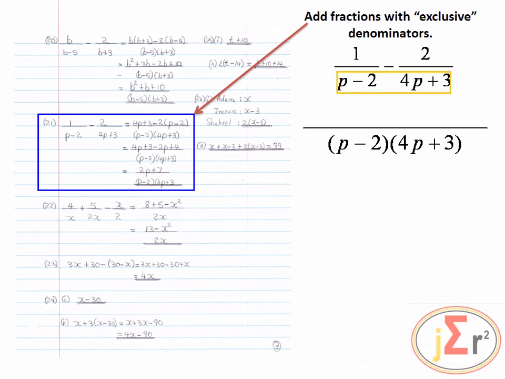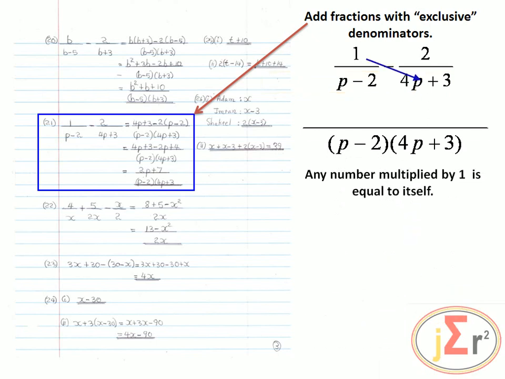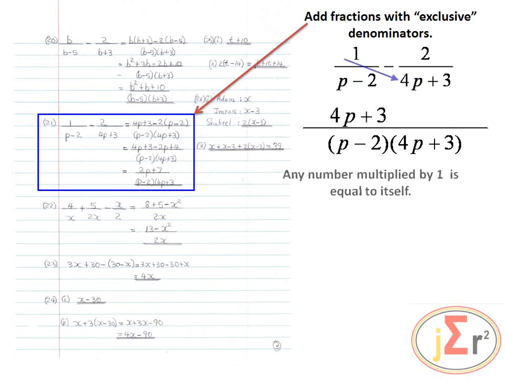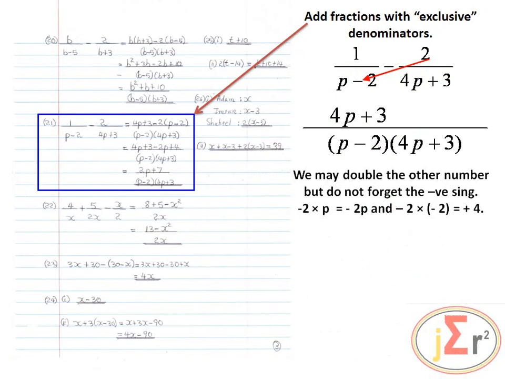than the previous multiplication. No doubt the denominator is a product of the two denominators. What do we do next? Like that. See? We are multiplying by 1. Any number multiplied by 1 is equal to itself. 4p plus 3 goes back. No problem. And all that we have here is multiplying by 2. So we may double the other number, but do not forget the negative sign.